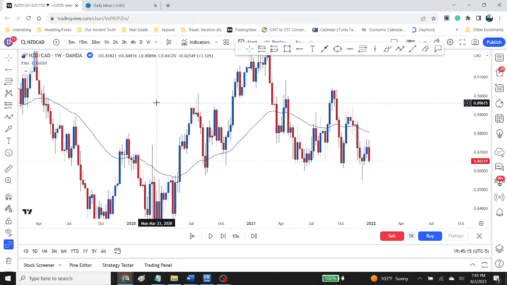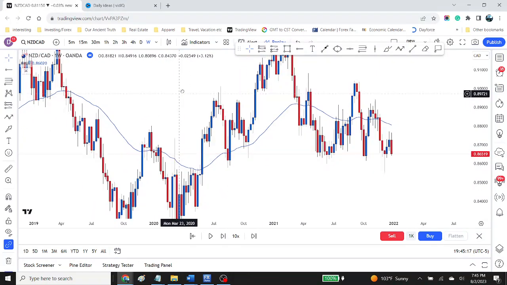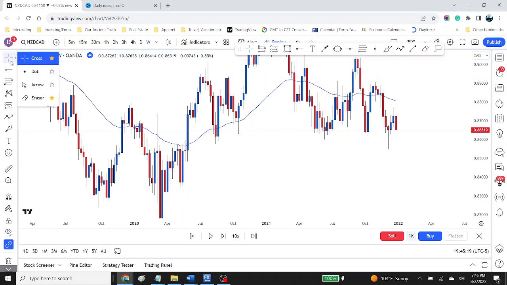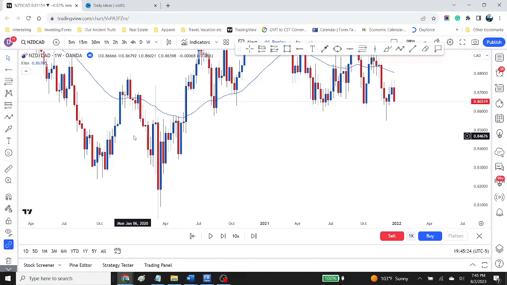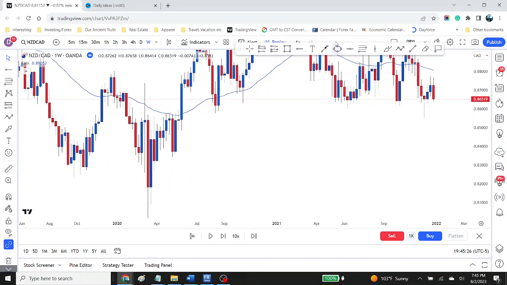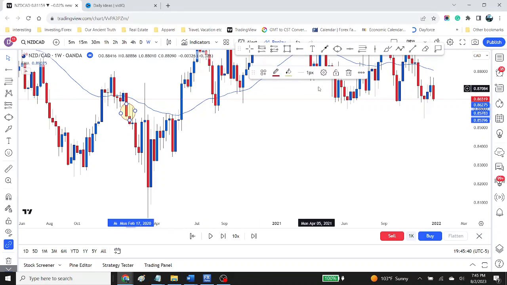Let me give you a good example. Let me take the cross off real quick. Just like this, this is a perfect example. You see right here, price printed a strong bearish candle the week before. All I'm trying to do is catch this wick going off into the previous candle and then ride it down.